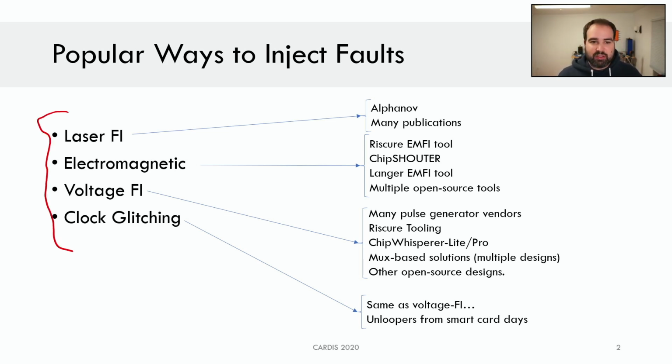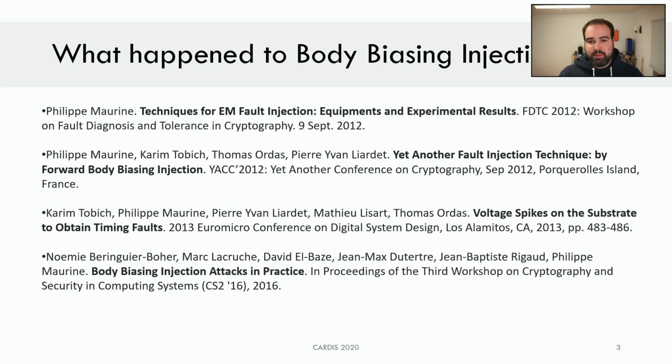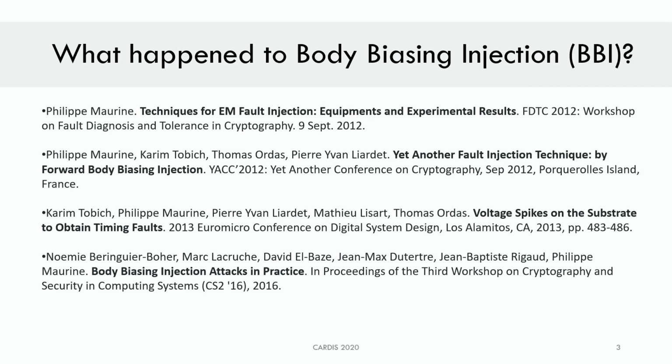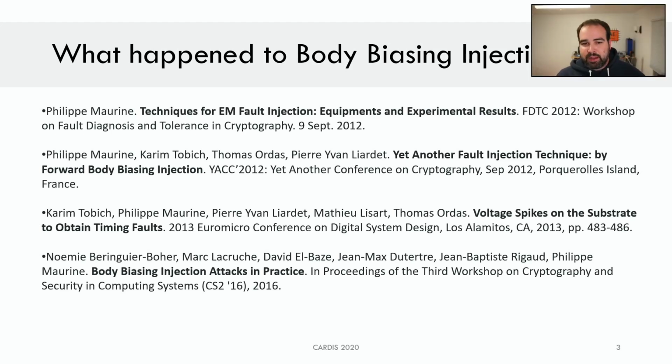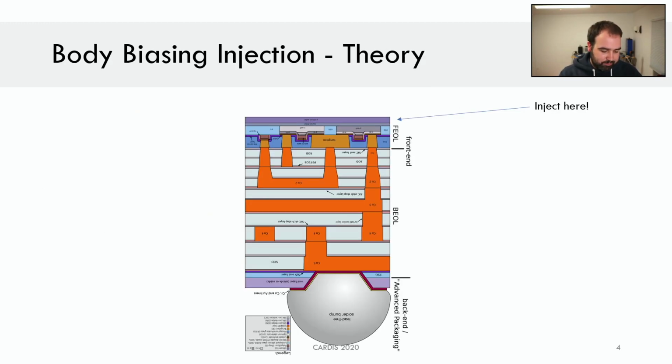But these aren't the only ways to inject faults. There's another method called body biasing injection, BBI, that's frequently referenced. So you'll often see BBI listed as a way of injecting faults when people enumerate them. But when you look at who's actually done the work, what I found was that it wasn't used in practice by other teams as often. And there was perhaps an assumption that it was related to the effects you were expected to get out of it and the actual cost of the equipment and setup. So that's what I began to investigate.